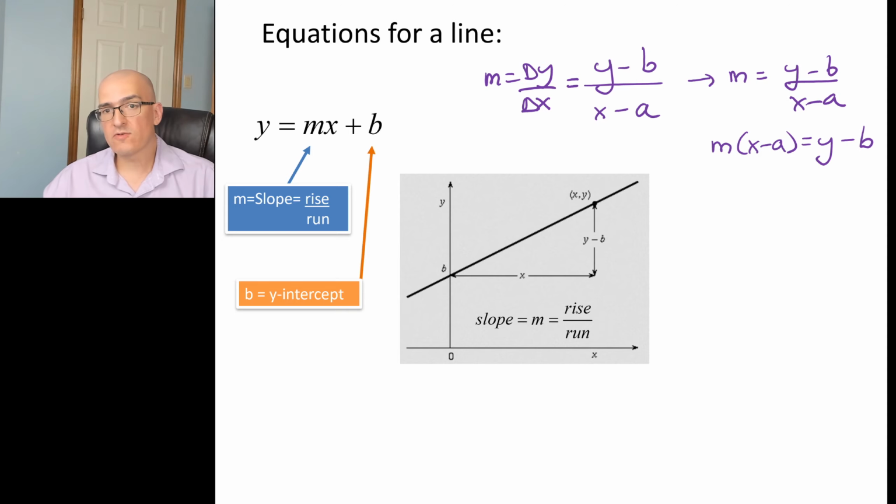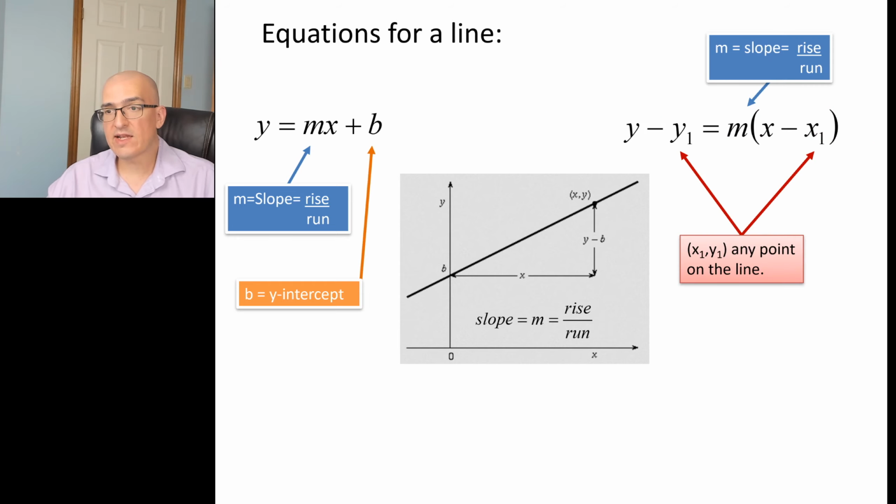And it's a more powerful formula for the equation of a line than y equals mx plus b. It says that the line can also be described as y minus y1, so instead of y minus b, I'm calling it y1, equals m times x minus x1. So I replace the a with an x1, where x1 comma y1, just like a comma b, is any point on the line.